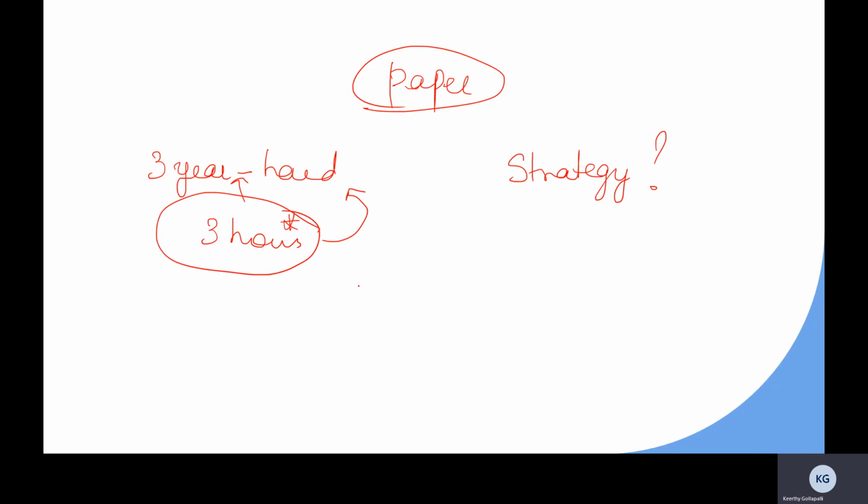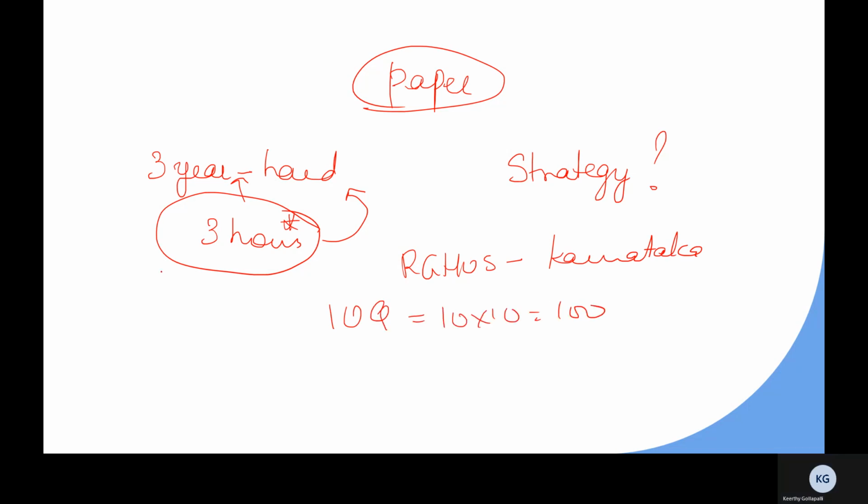So we have 3 hours. Let's think I am talking about RGHS. I am from Karnataka, so basically I'll talk about my state's exam pattern. We have 10 questions, 10 into 10 for 100 marks, and 3 hours of time. So what I used to do is, in the first 1 hour, I used to write 3 questions, because it's the beginning of the paper. Once you see the paper, you will be apprehensive and anxious. So I usually take 20 minutes per question in the first 1 hour.